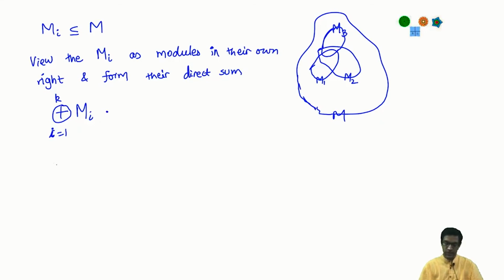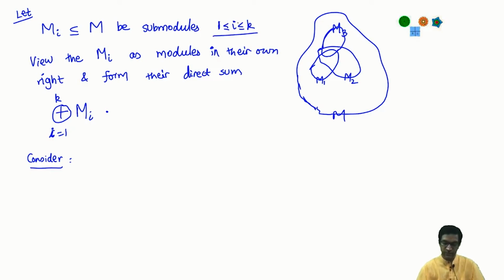But what's interesting here is the following. So maybe to phrase this properly, let me just say, let Mi be submodules, okay, i from 1 to k. So this is a collection of k submodules of an ambient module. I can view those as modules in their own right and form the direct sum. Now from this direct sum, there is always a homomorphism that I can define to my module M.